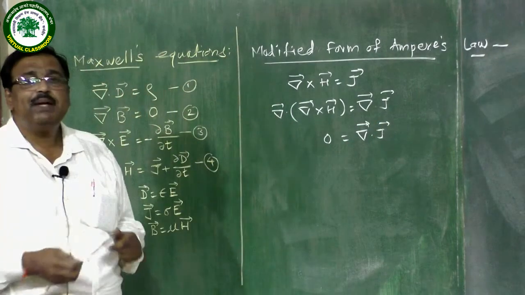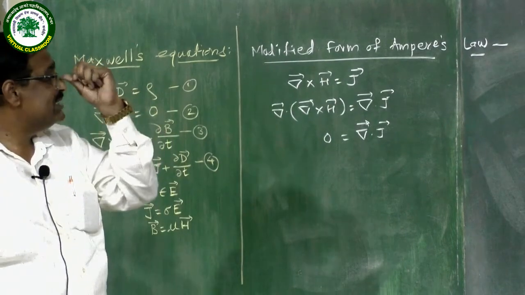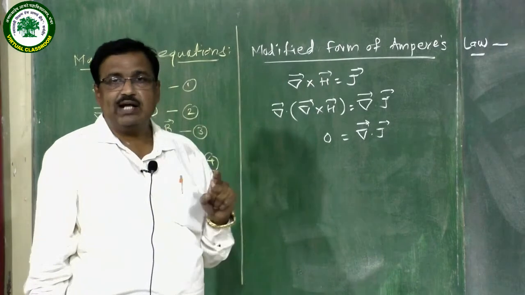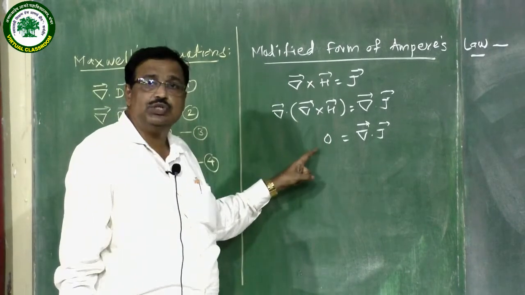This is the main contradiction which occurs in the case of Ampere's law. The contradiction is that here the divergence of J, which means the amount of charge moving out of a differential volume, becomes equal to 0. Right?